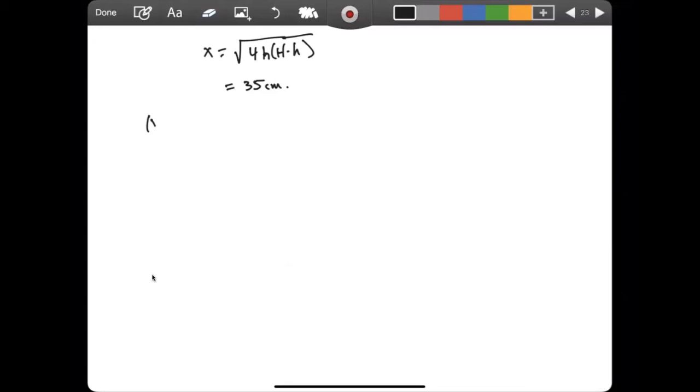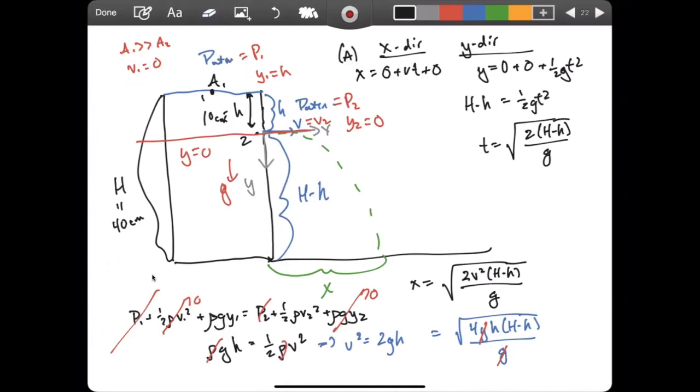Let's talk about part B. So part B now, we want to know what? We want to know at what depth should a second hole be made to give the same value of x. Okay, so what does that mean? That means that now we want to find a location, put it somewhere down here. But let's say this location here. So I'm going to call this, I don't know, height of h prime.